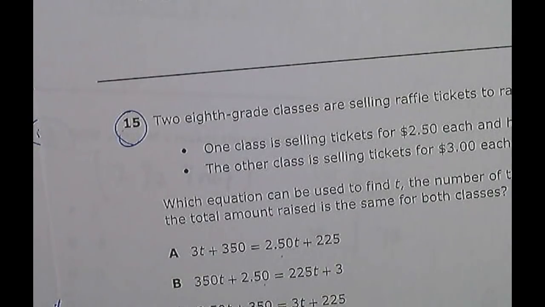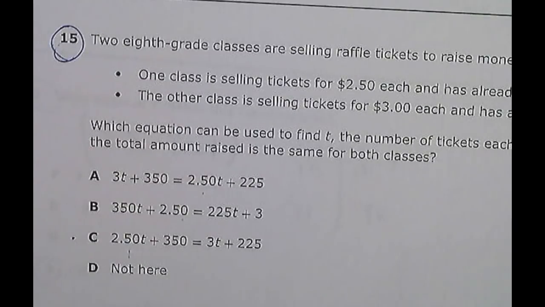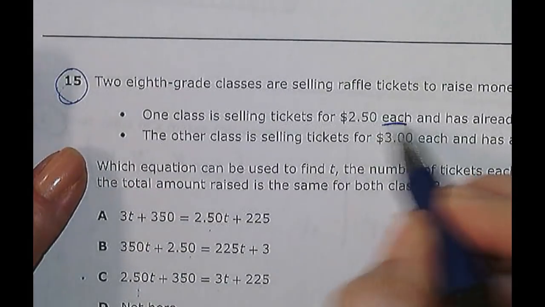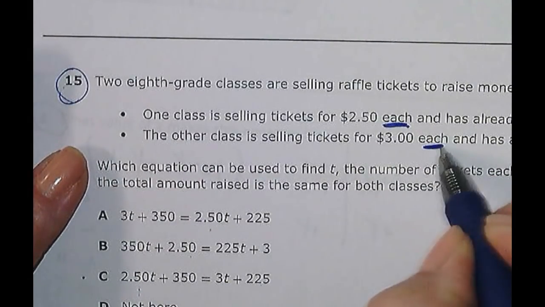Question 15. Well, that looks familiar, especially if you have great memory from 7th grade. Yes, that is our repeater from 7th grade. Now, it's got this story thing going on. One class selling tickets, and it costs this much each, and then they had this much money already, and then you got somebody else. Whatever. There's just lots of stuff going on. So, where's keywords? I see each right there. And I see each right here.